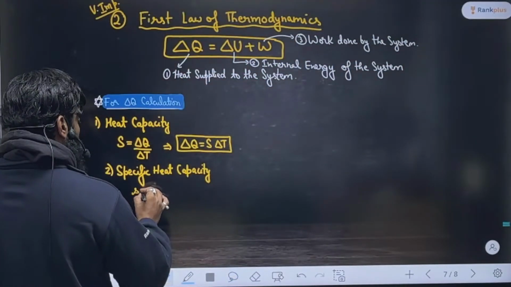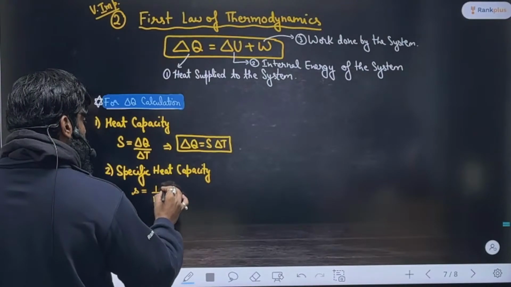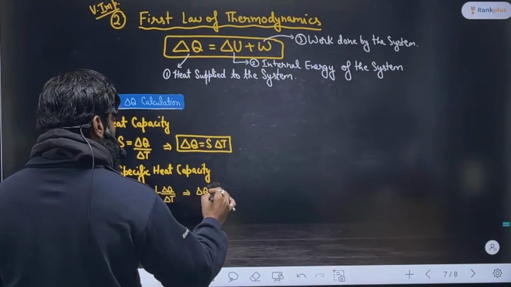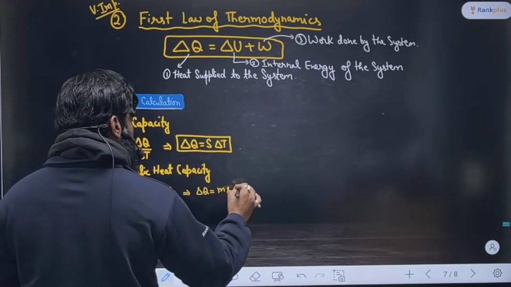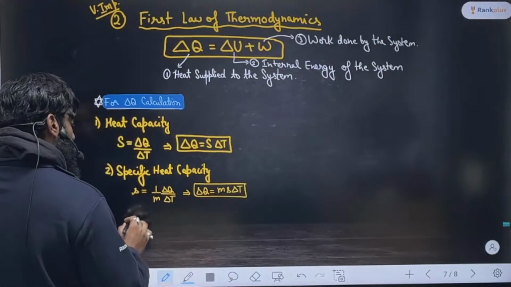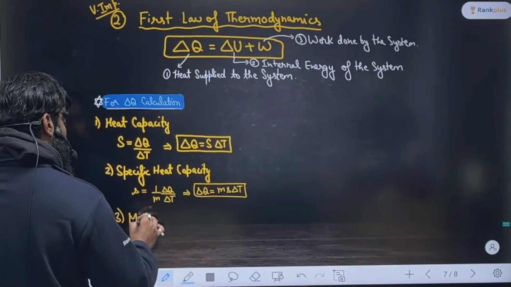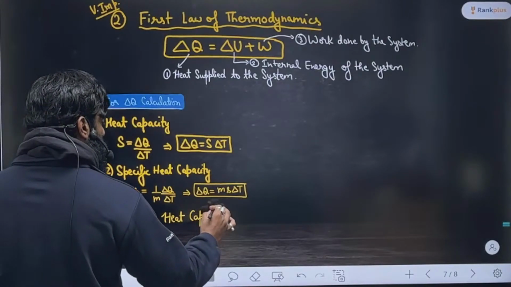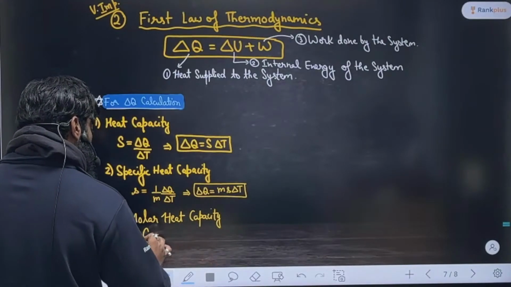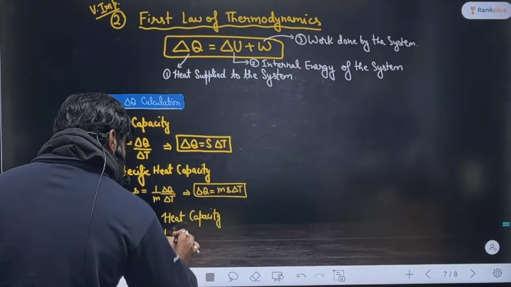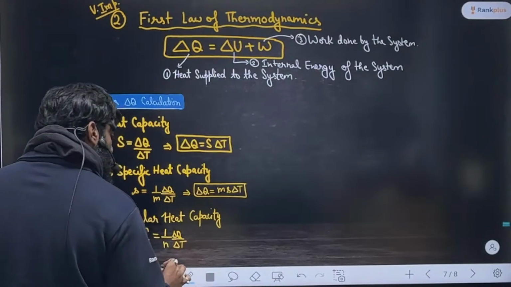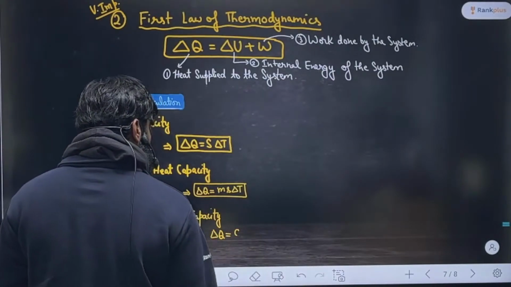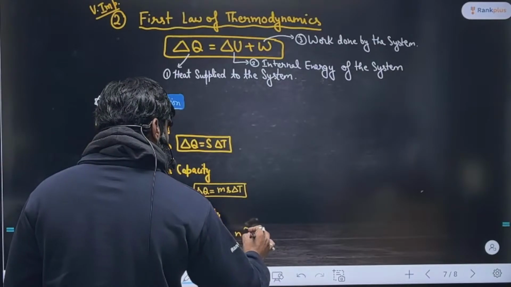Specific heat capacity, small s, is equal to 1 divided by m times delta Q divided by delta T. You can write it as delta Q is equal to m s delta T. Then there is the third term, molar heat capacity. For the molar heat capacity, you can write C is equal to 1 by n, delta Q by delta T, and you could write it as delta Q is equal to n C delta T.